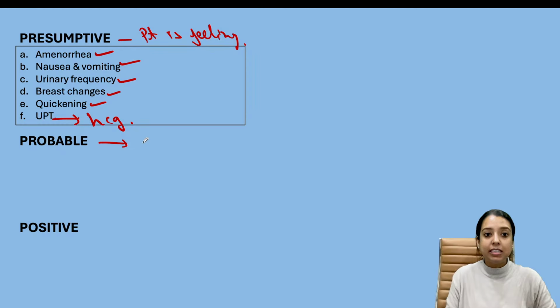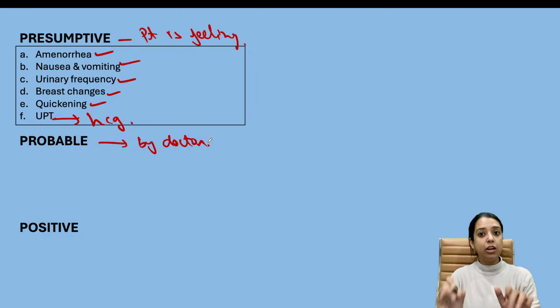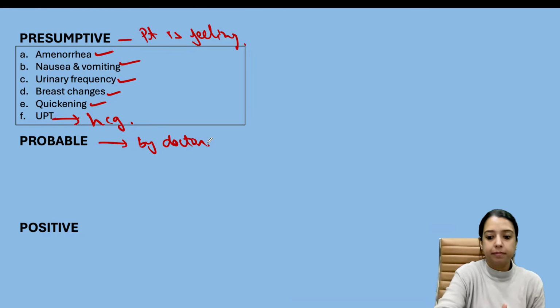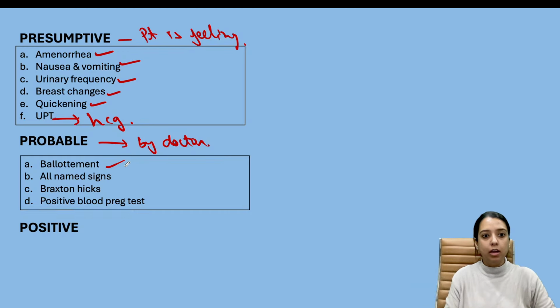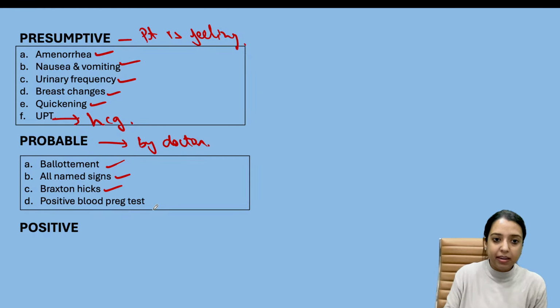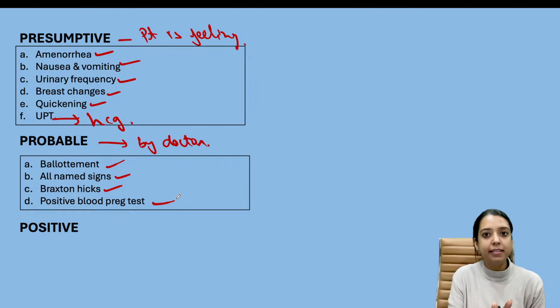So all the tests seen by the doctor, all the things you can feel and you can see, are probable signs. Ballottement: you will ballot the baby, the baby is ballottable. All the pelvic signs we will discuss, Chadwick sign, Jacquemier sign, are all probable signs. Braxton Hicks contractions, and the blood pregnancy test. You will do the blood pregnancy test as a doctor. So the blood pregnancy test is probable, whereas the urine pregnancy test is presumptive. Everything the patient is feeling is presumptive. Everything you are feeling and doing is probable.